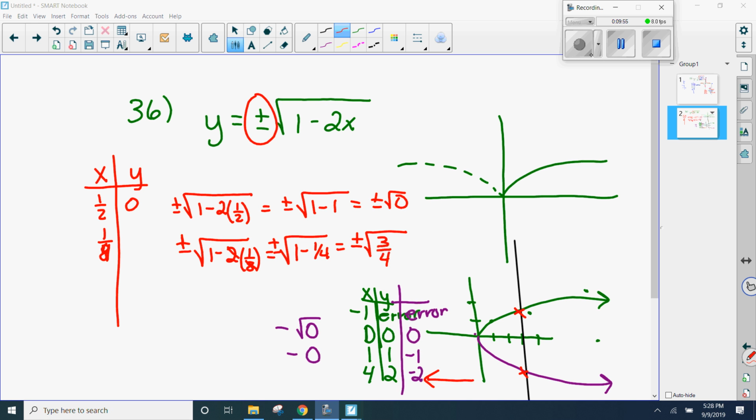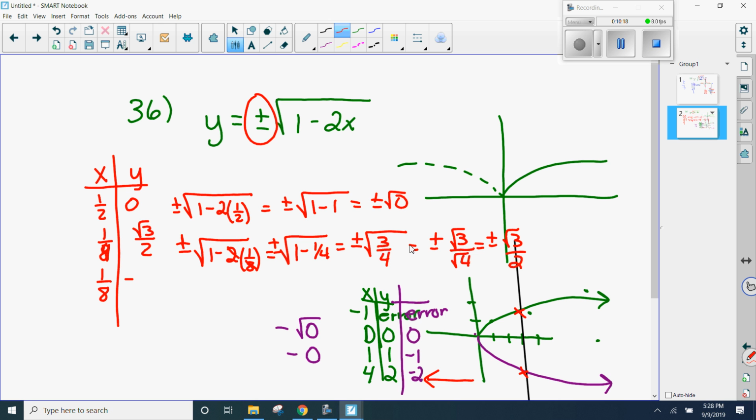Okay, so when you take plus or minus the square root of 3/4, that means plus or minus the square root of 3 over the square root of 4, which is plus or minus radical 3 over 2. So if you were to put 1/8 in, you get plus or minus radical 3 over 2.